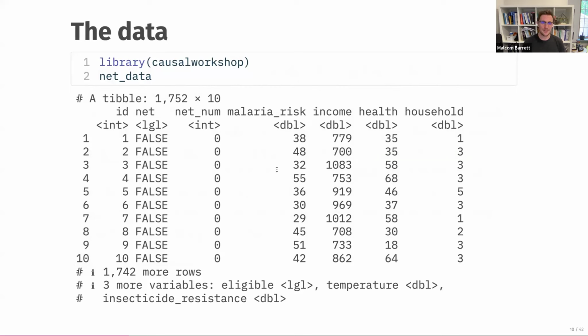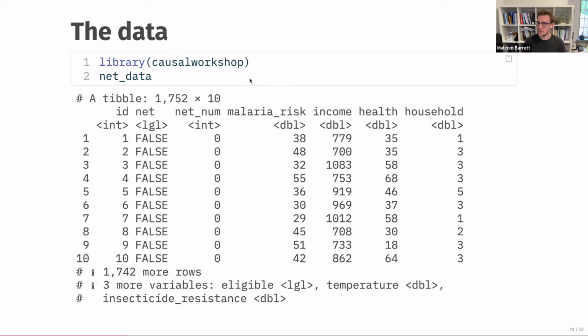So we have a small package called Causal Workshop that is mostly for getting the R packages that one needs when you're taking our workshop on this topic onto your computer. But it also contains these data that we've been talking about, which is under net data. And so this has 10 variables and as we saw before, about 1,700 households. So it includes things like whether or not they used a net, their malaria risk. Remember that we have access to this variable directly, income, health, et cetera.